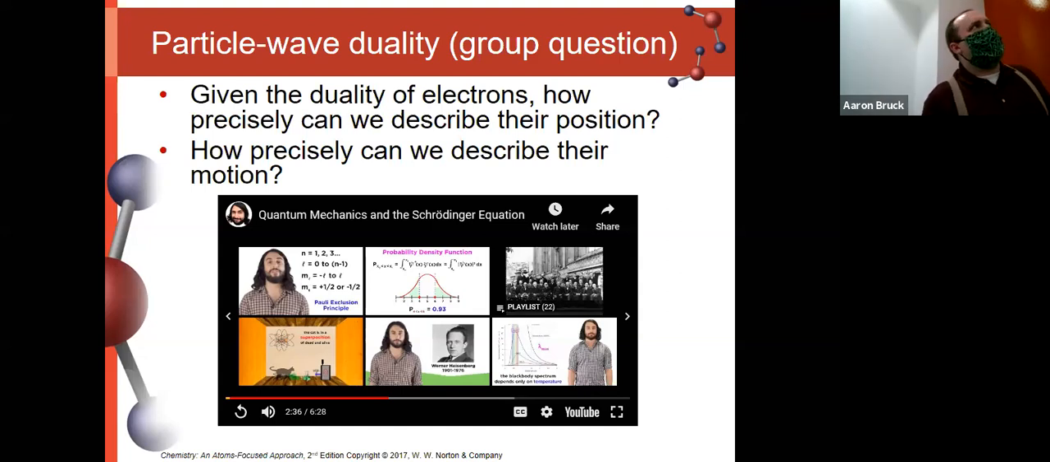So the question I want to leave you with, I want you to think about between now and Friday, is: given these descriptions, given the Bohr model, given what we just saw here with the idea of circular waves, how do we know where an electron is? How can we describe its motion precisely? Because that's ultimately what we're going to talk about on Friday. So think about that.